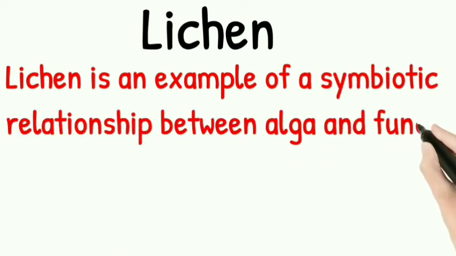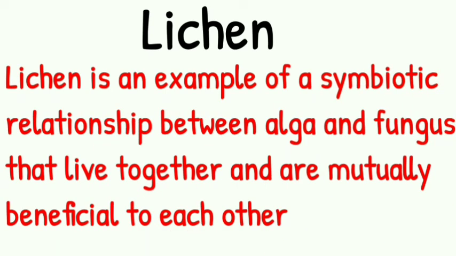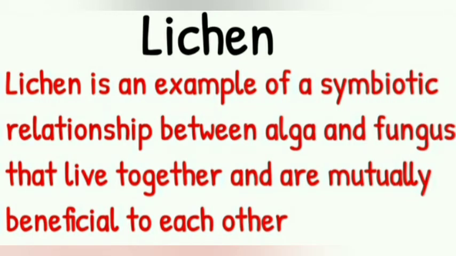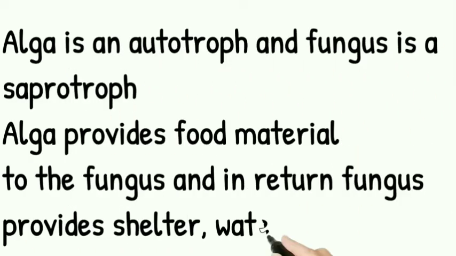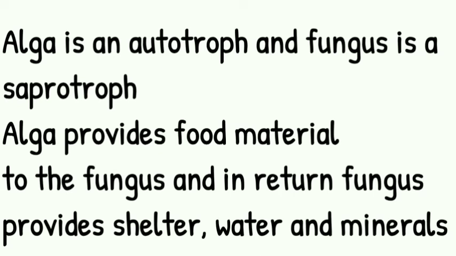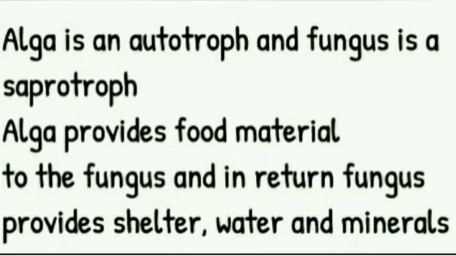Lichen. It is an example of a symbiotic relationship between algae and a fungus that live together and are mutually beneficial to each other. Algae is an autotroph and a fungus is a saprotroph. Algae provides food material to the fungus and in return fungus provides shelter, water and minerals.